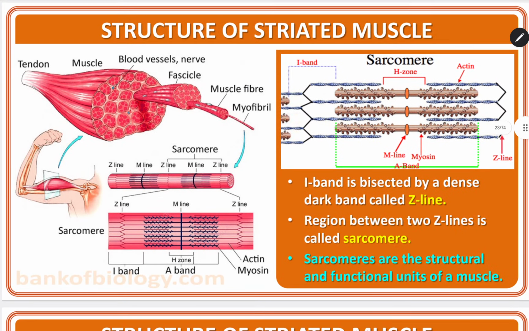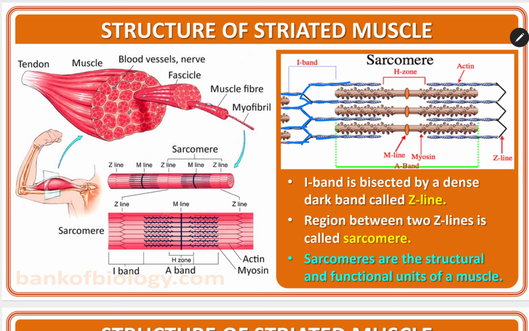Next, I band is bisected by a dense dark band called Z line. I band is bisected, means divided. It is the I band like this, you can see, and it is divided by a darker band that is called Z line. Both the sides have the Z line.